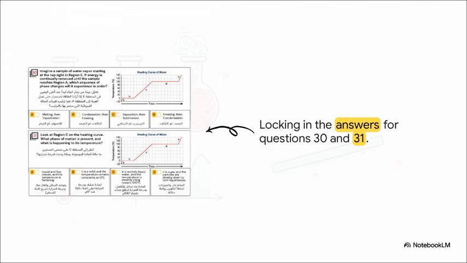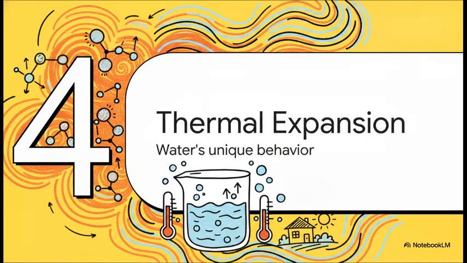And for question 31, thinking about region C moving forward again, what phase is present? It's that middle slope. It is entirely liquid water, and its temperature is steadily rising toward 100 degrees. Answer C is locked in. And finally, section 4, thermal expansion. Here we'll look at water's totally unique behavior.